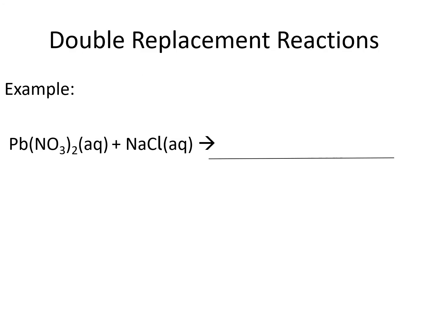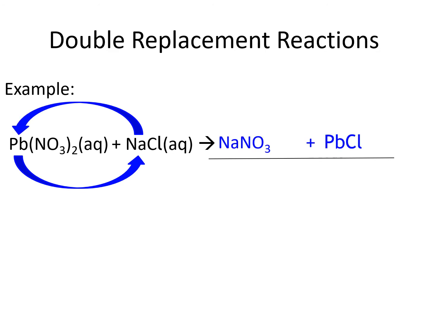Here is another example of a potential double replacement reaction. I say potential because we have to check the products to make sure one of them is insoluble. So we have lead nitrate. That lead must be lead +2 because there are two nitrates which have a -1 charge. So that's lead 2 nitrate dissolved in water reacting with sodium chloride dissolved in water. The lead and the sodium are going to swap places. And so we will get sodium nitrate and lead chloride.